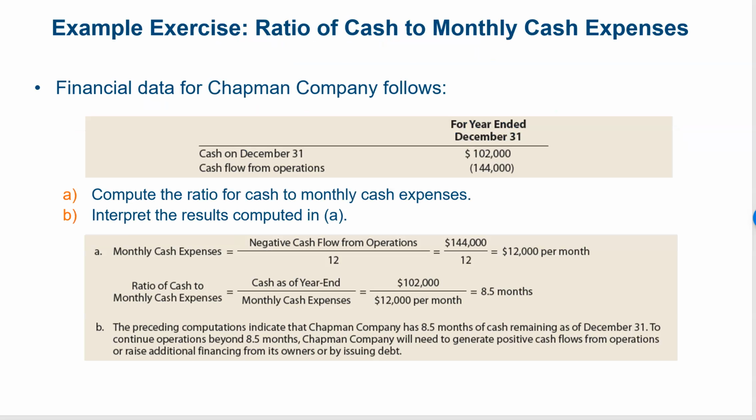So it's going to look like this. We've got cash on December 31st of $102,000, cash flow from operations negative $144,000. So we will say negative cash flow from operations is that 144 divided by 12, and that's going to give you your monthly cash expenses. And then cash at the year end, that's your $102,000, and then divided by your denominator, and that gives you 8.5 months. So what that says is that we've got 8.5 months of cash remaining as of December 31st. That's just an average, but it tells us we can continue operations about 8.5 months. So you can see how that would be a helpful ratio to use.